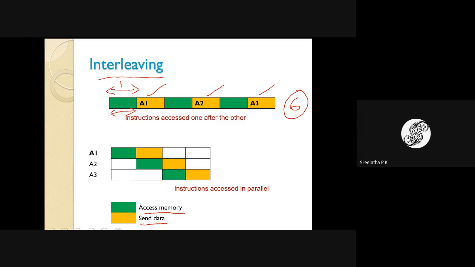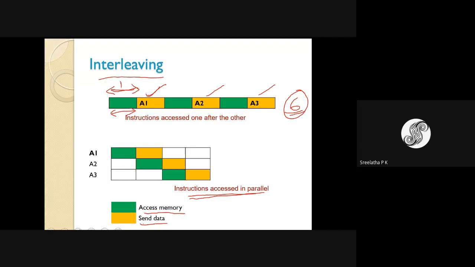Suppose we assume that in 1 clock cycle, the memory location of the cell is accessed, and in the next clock cycle, the data is retrieved and sent. So if the instructions are accessed one after the other, it needs 6 clock cycles. Now, this is instruction retrieval in parallel by interleaving and storing the data. We'll see how the data is interleaved and stored.